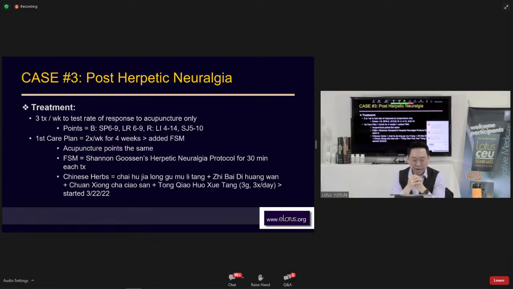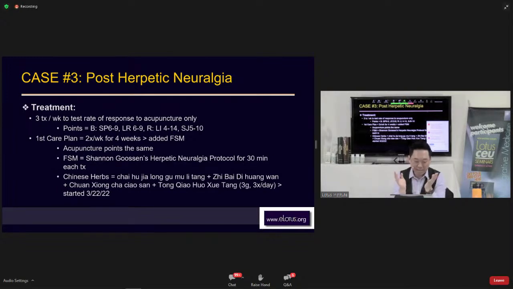His first care plan. So obviously he responded great to acupuncture. That's why we would continue. If a patient doesn't respond, we stop treatments. Okay. So his first care plan was twice a week for 4 weeks. And then we added FSM into the treatment protocol.